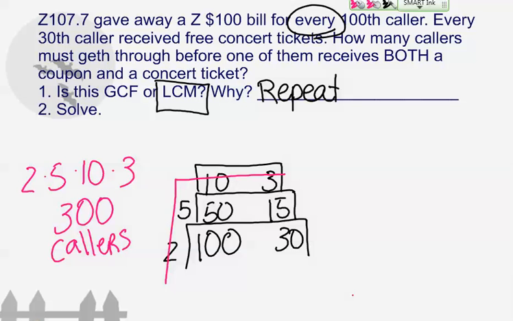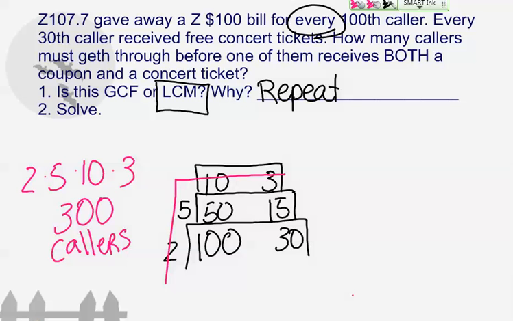Okay, so check your cake, make it look like mine. And since we were finding least common multiple, we had to draw an L. And the answer you should have gotten is 2 times 5 times 10 times 3, which is 300. Remember, the question says, how many callers? So it's going to take 300 callers. So 300 people are going to have to call before it's every 100th person and 30th person before they get both the prizes. Okay? So that is how you do least common multiple and greatest common factor in word problems.